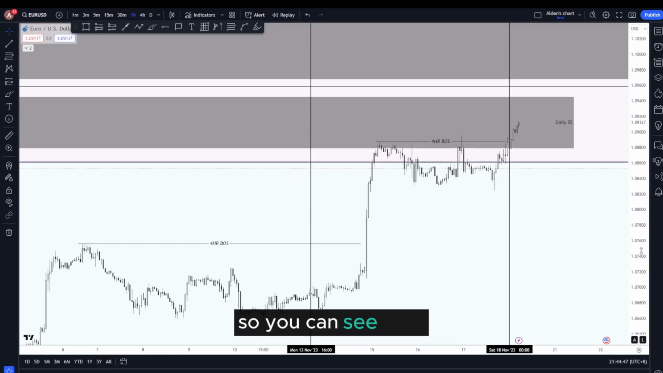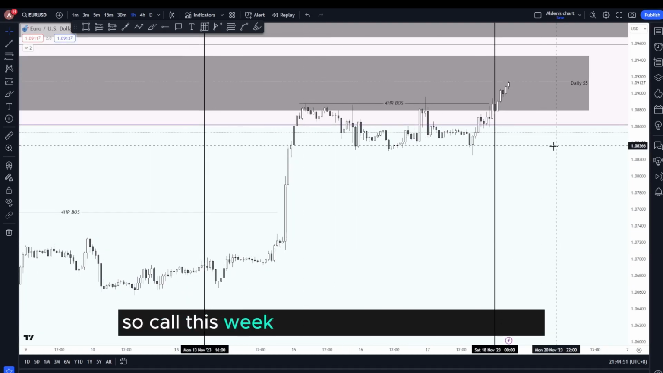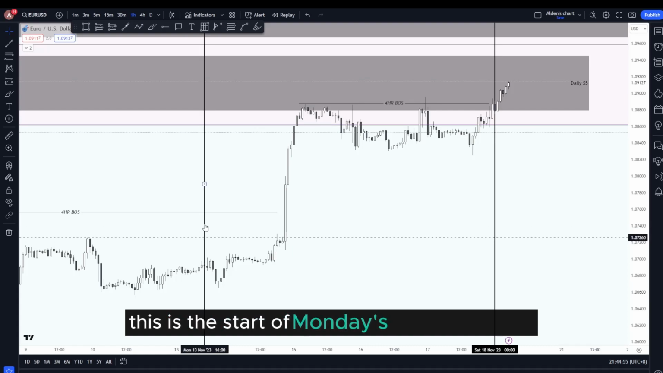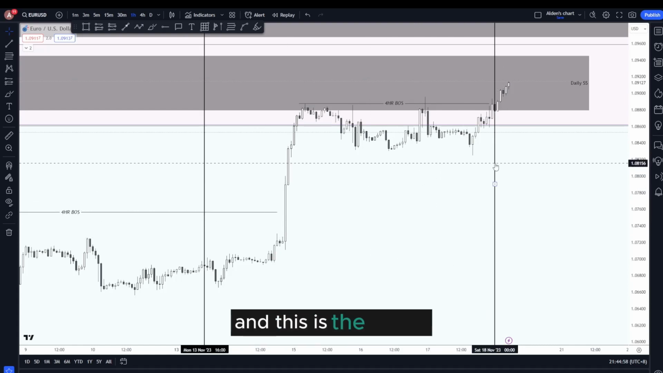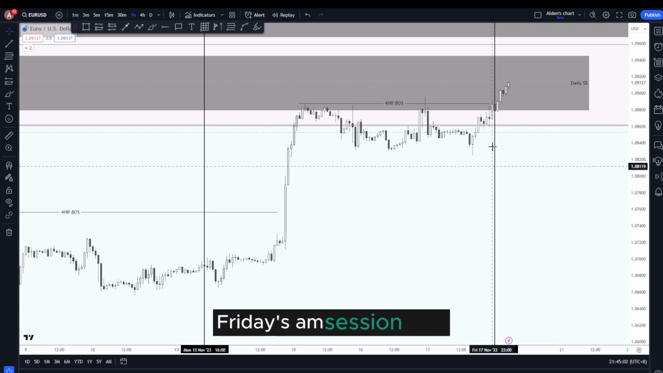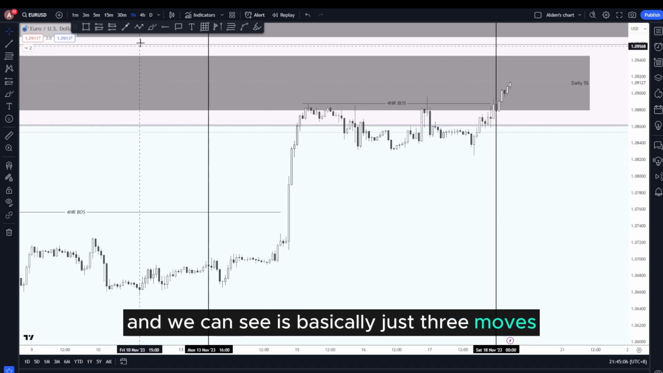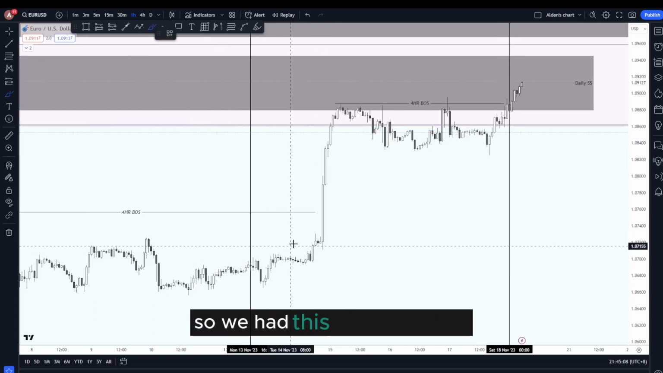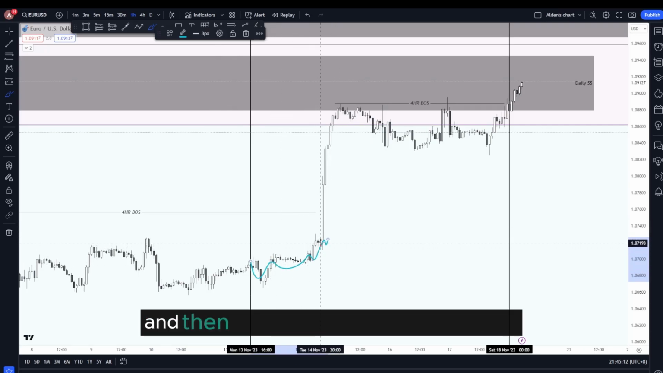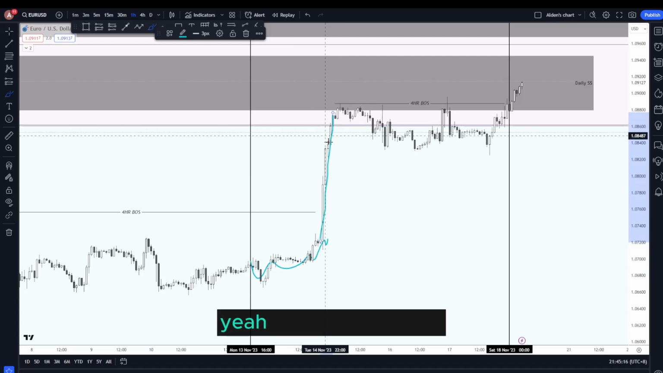So you can see that in this week, from Monday to Friday, this is the start of Monday's London session, and this is the end of Friday's AM session, right? And we can see it's basically just 3 moves that happened in the week. So we had this little consolidation, liquidity building kind of thing, and then the shot up from CPI, or was it PPI? Yeah, CPI.